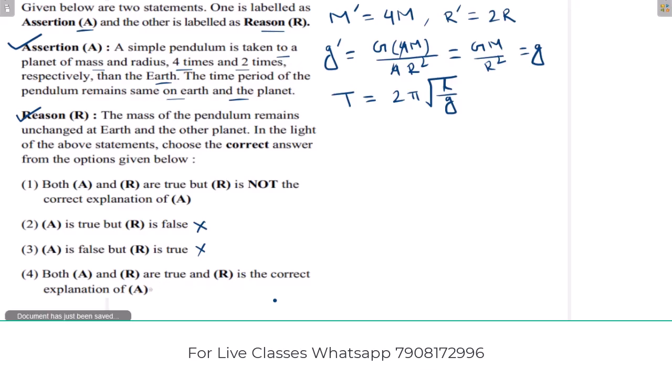So R is not the correct explanation. So option 1, that is both A and R are true. That is the time period is same on Earth and planet and mass is same on both the planets, but the reason does not explain the assertion. So option 1 is the correct answer.